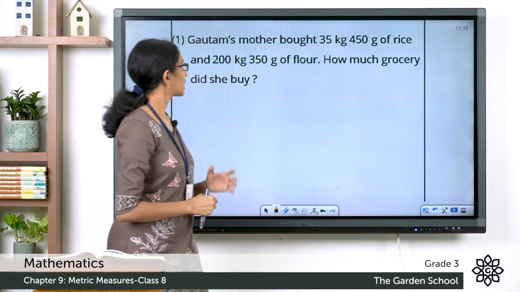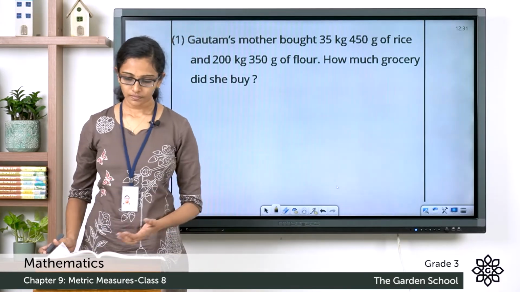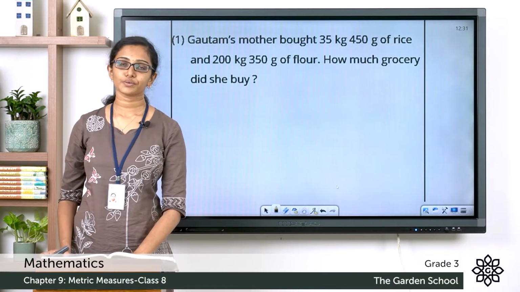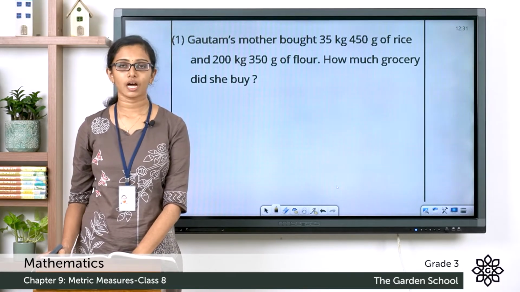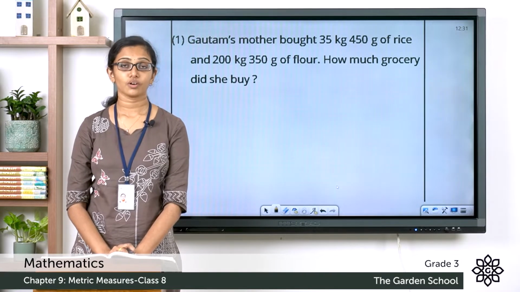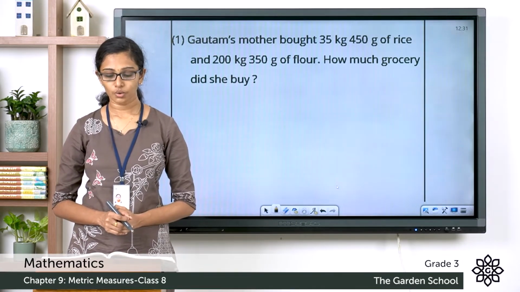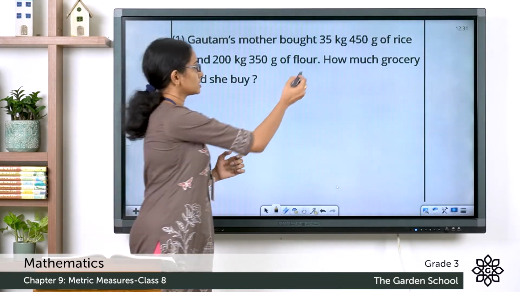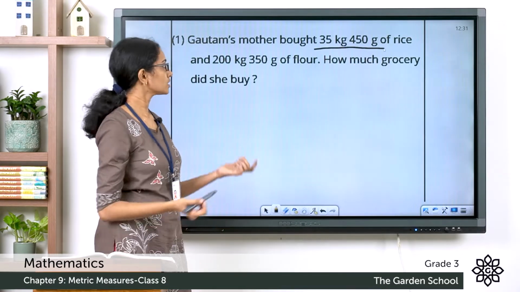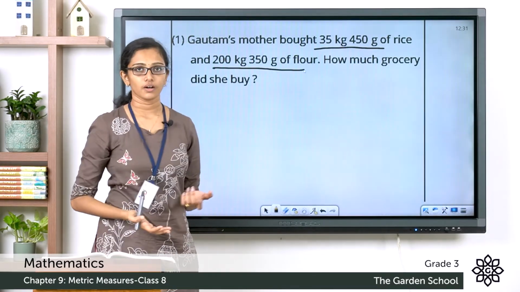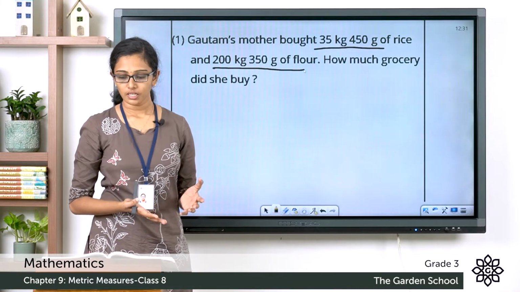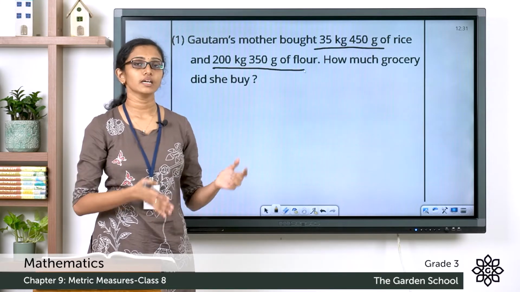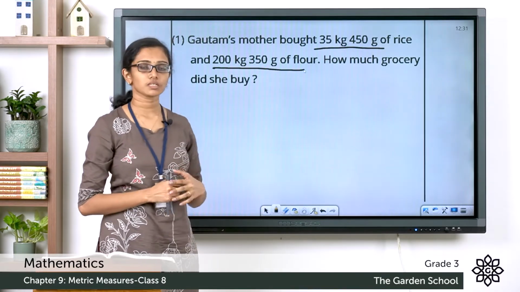The first question. Gautam's mother bought 35 kilogram, 450 gram of rice and 200 kilogram, 350 gram of flour. How much grocery did she buy? So what is given in the question? Gautam's mother bought this much rice and this much flour. You are asked to find out the total quantity, or the total weight, of grocery that she bought. How do we do that? You have to just add the given measurements of weights.